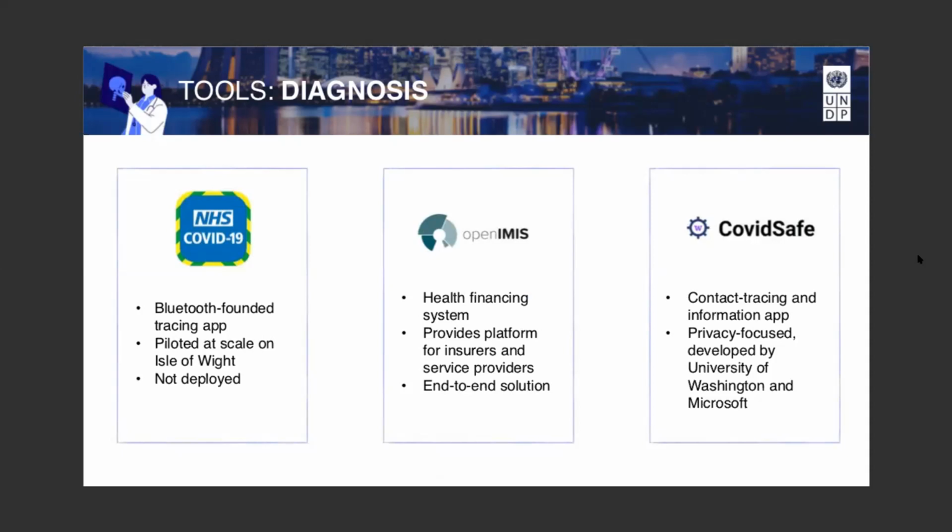OpenIMIS is about providing a healthcare financing platform for governments, healthcare facilities, and others. And what's particularly interesting about this is it's an end-to-end solution. So it does everything from processing patient treatment claims through to enabling payments and healthcare reporting as well. And then COVID Safe on the right there is another contact tracing app developed by the University of Washington and some volunteers from Microsoft with privacy at the heart of that approach.